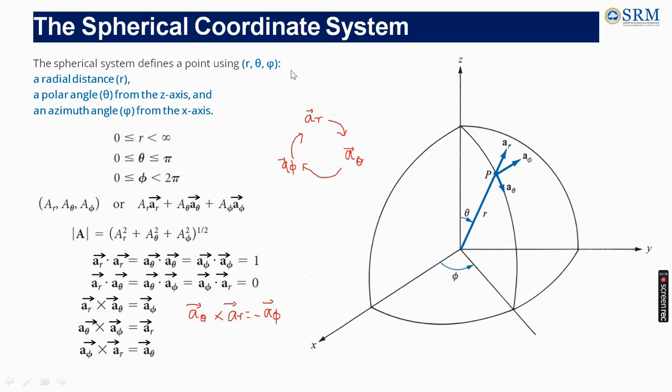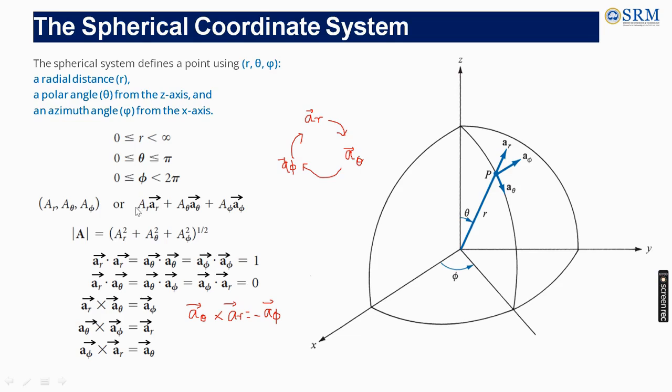If we want to specify a point in the spherical coordinate system, the point P is specified by the radial distance r, that is the radius of the sphere, the azimuth angle it makes with the x-axis, that is phi, and the polar angle that it makes with the z-axis, which is theta. The limits of the coordinates are: the radius varies from 0 to infinity, theta has only 0 to 180 degree rotation, whereas phi is 0 to 2 pi, the same as in cylindrical coordinates.